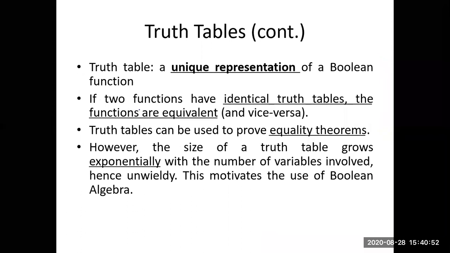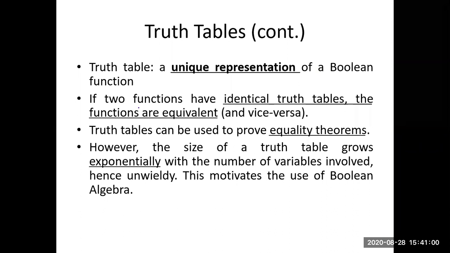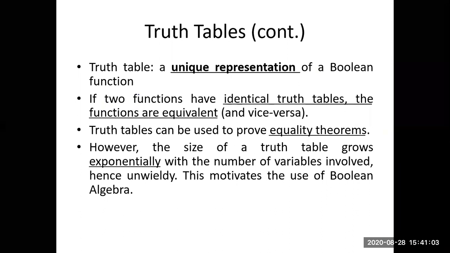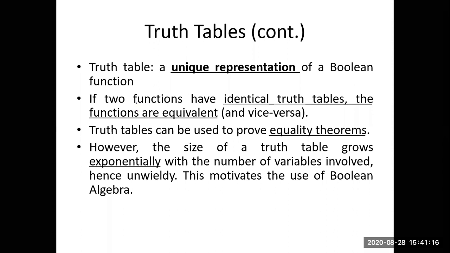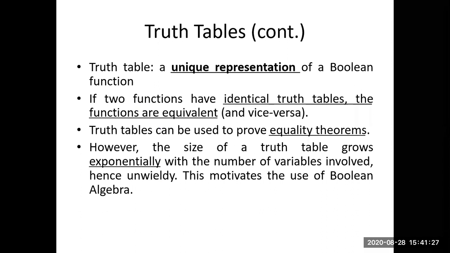So this truth table is a unique representation of a Boolean function. If you are taking two functions and writing the truth table for the two functions, and if they are equal, it means your two functions are equal. And this is vice versa. If the truth tables are equal, then I can say the functions are equal. If the functions are equal, then their truth tables will be equal. So this can be used to prove equality theorem whenever you have some expressions.